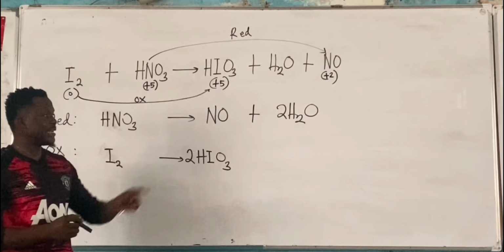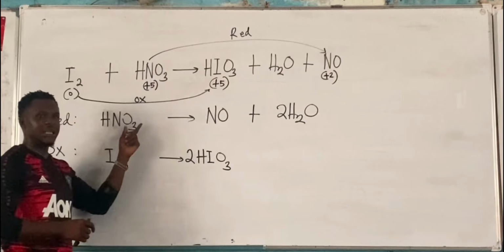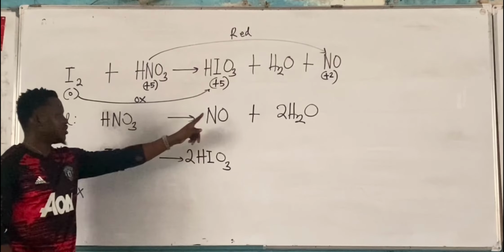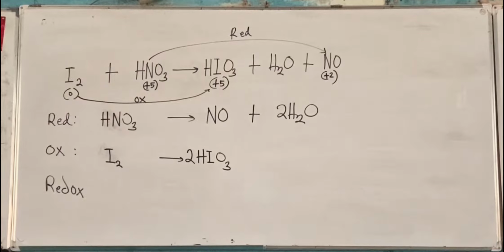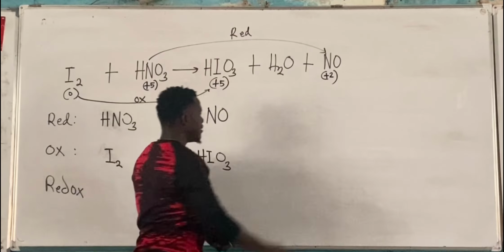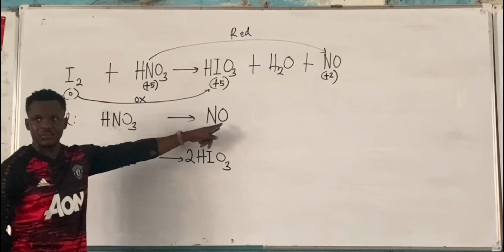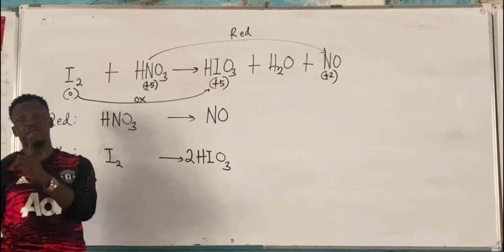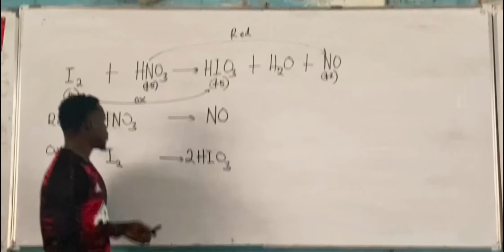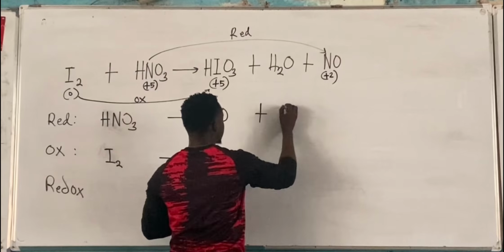I repeat, how did I get that 2 water? Oxygen on the left hand side is 3. Oxygen on the right hand side is 1. Meaning that the right hand side is actually lacking oxygen. And how many? 2. So for every 1 oxygen, you add 1 water. So for 2 oxygen, I'll add plus 2 water.